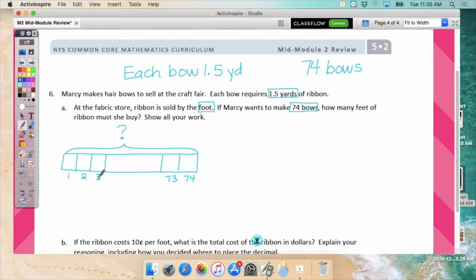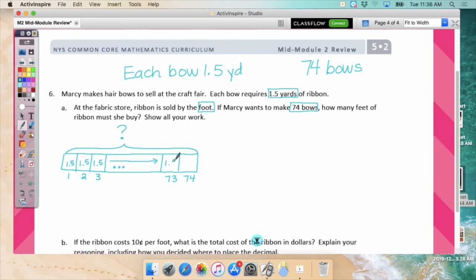Anybody see this on Zern yet? Yeah. Something like this? Okay, so that represents the 74 bows that Marcy's going to make. Now, how much does each bow require? 1.5 yards. So you don't have to write yards, just write 1.5.